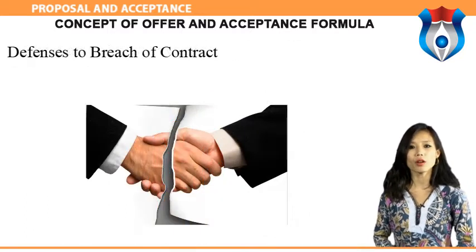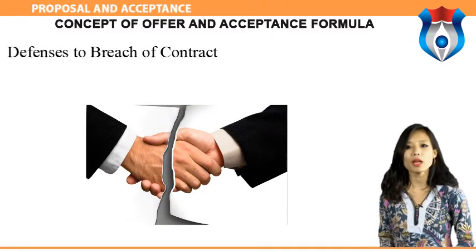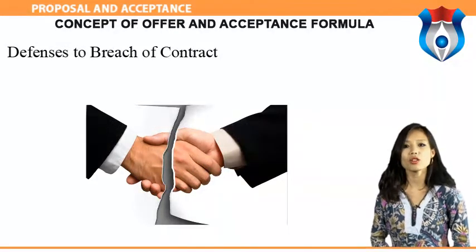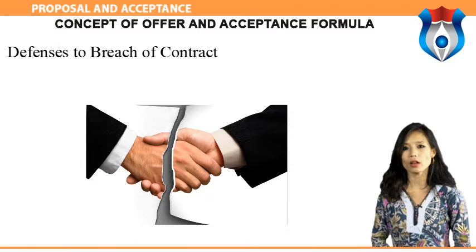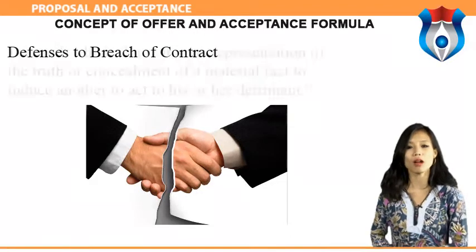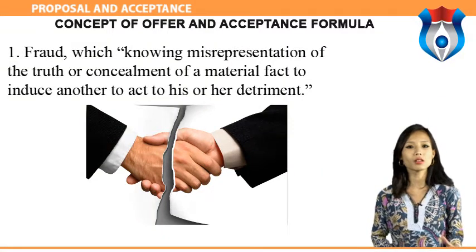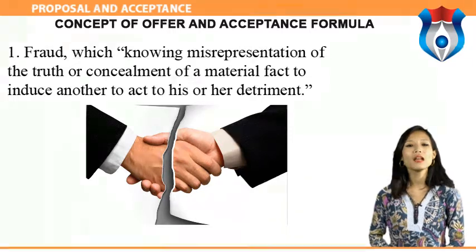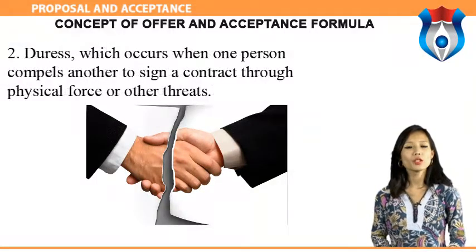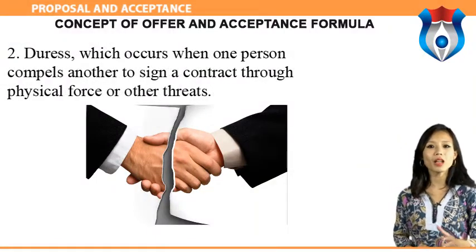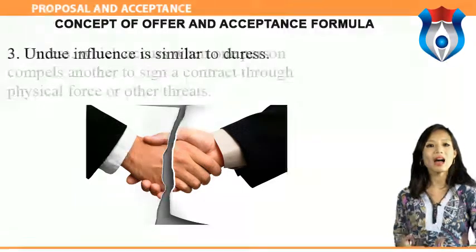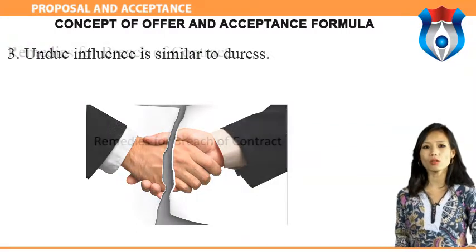Defenses to breach of contract. A defendant may offer a defense of why the alleged breach is not really a breach of contract. Common defenses against a breach of contract are fraud, which is knowing misrepresentation of the truth or concealment of a material fact to induce another to act to his or her detriment. Duress, which occurs when one person compels another to sign a contract through physical force or other threats. Undue influence is similar to duress.